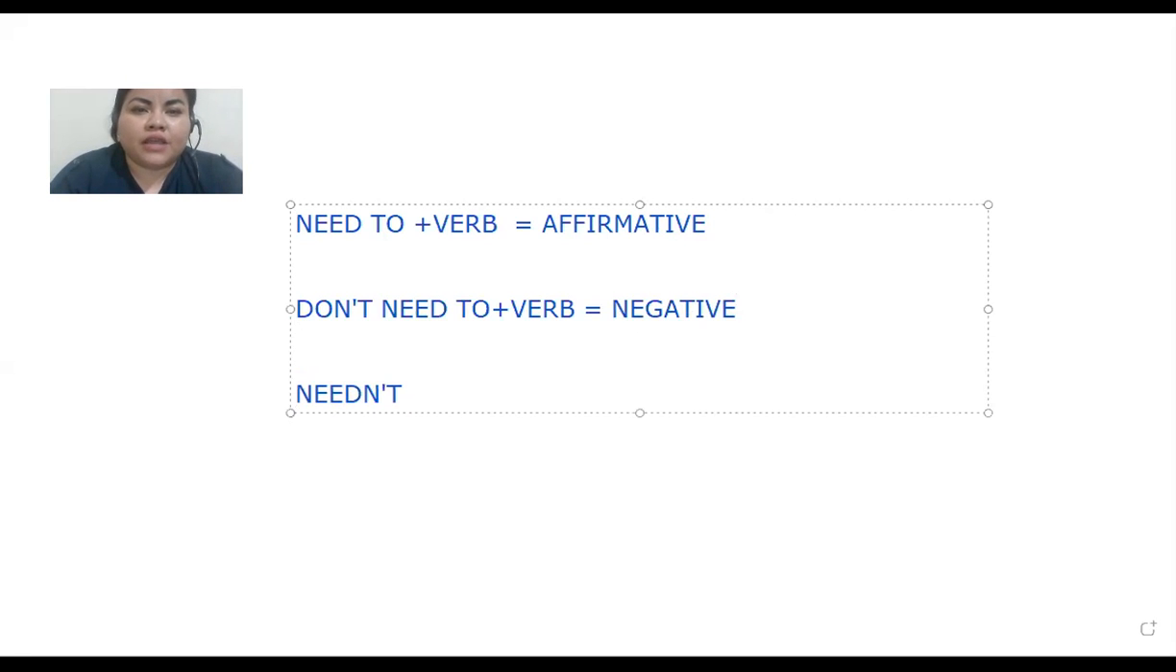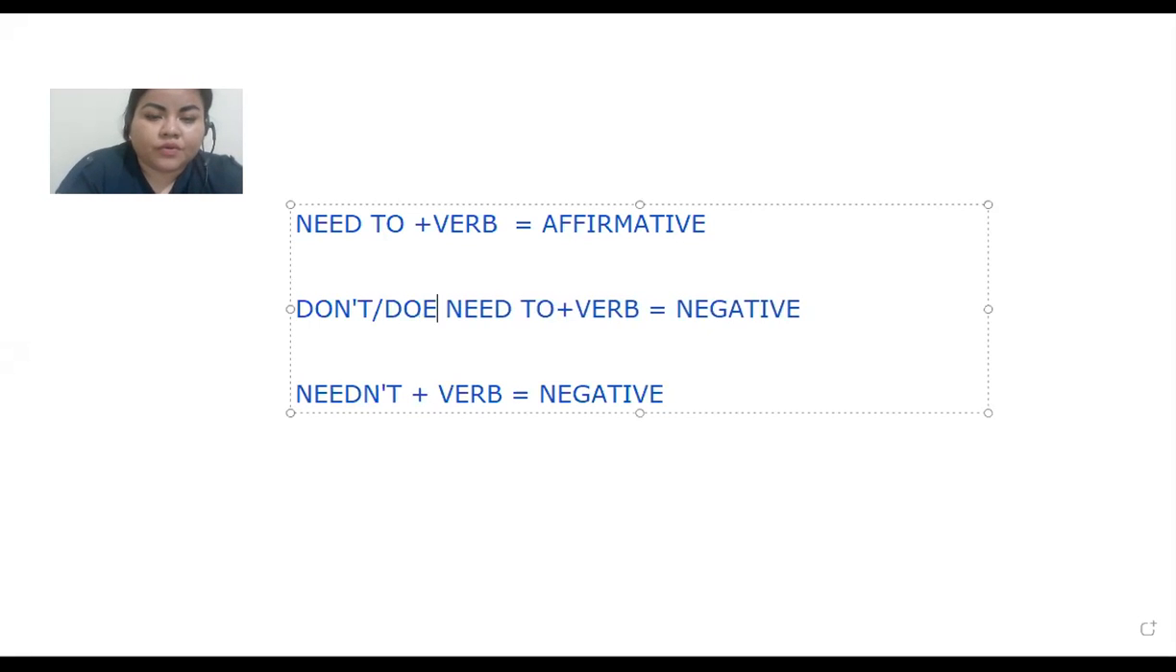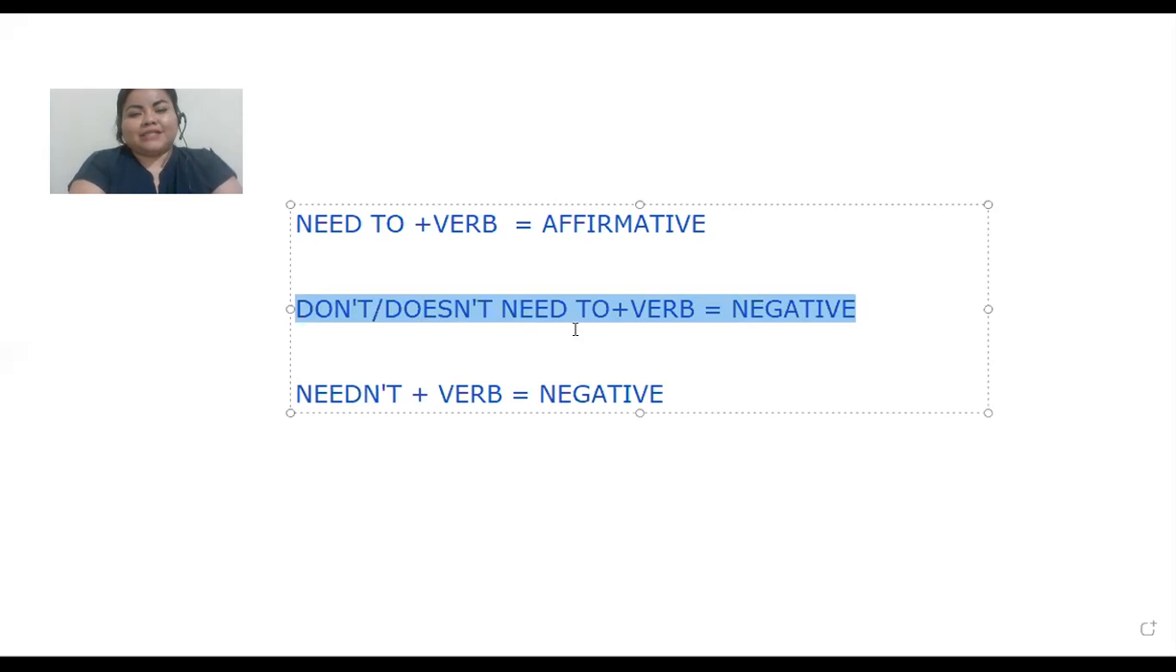So look at this. We have needn't plus the verb. Okay, needn't plus the verb is also negative. O sea que para el negativo tenemos dos formas que podemos usar. Nosotros acá, para efectos de la clase, vamos a usar sobre todo, right, the form that we have here. Esta vamos a utilizar nosotros. Don't, doesn't, need to, plus the verb equals negative. This one está correcta también, pero casi no la vamos a utilizar nosotros.